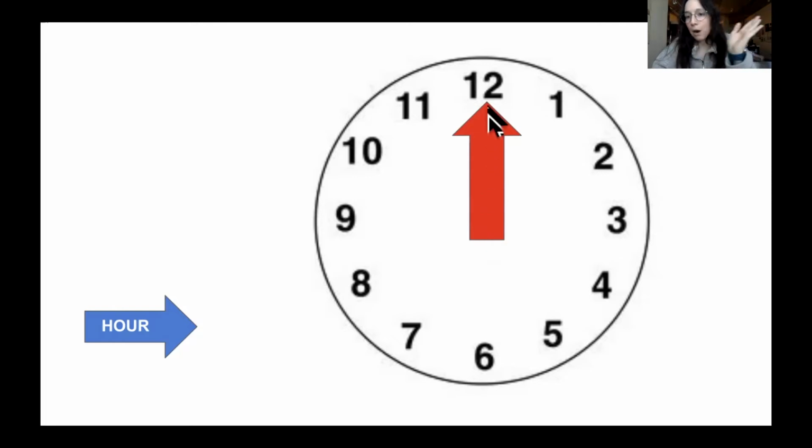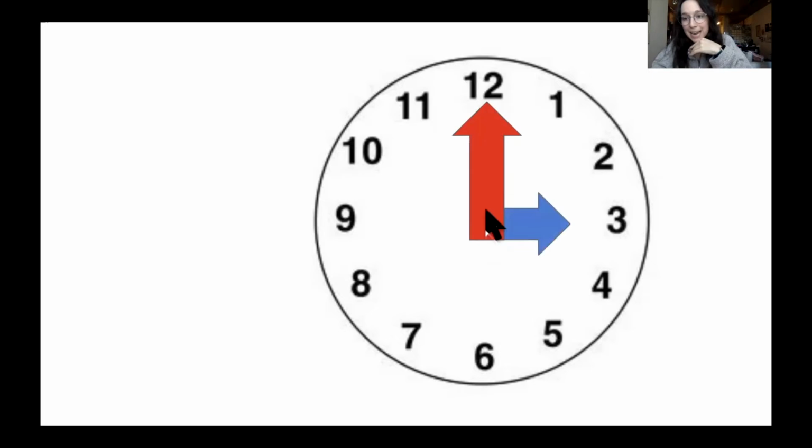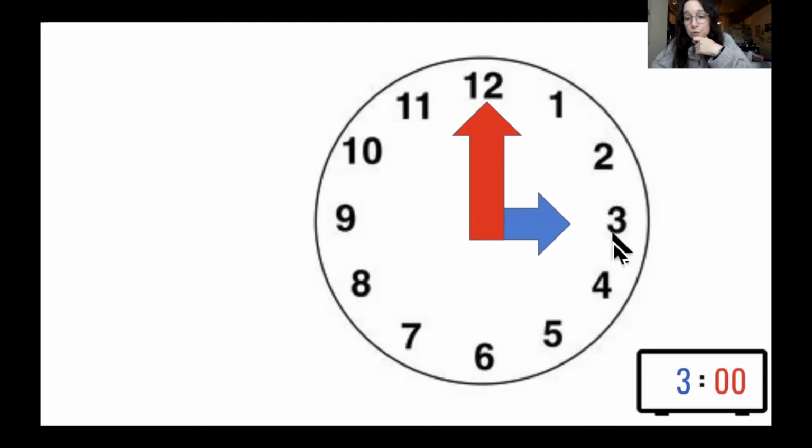Now I'm just going to move my hour hand over to a random time. When my minute hand is pointing to 12, my hour hand is always going to point directly to a number. So the way that I would read this clock, because I always start with my hour first, I would read it as 3 o'clock. Now remember, when it's o'clock, it means that 0 minutes have passed. That's why my digital clock has 00 right here, because it means that 0 minutes have passed. I would read this clock as 3 o'clock.